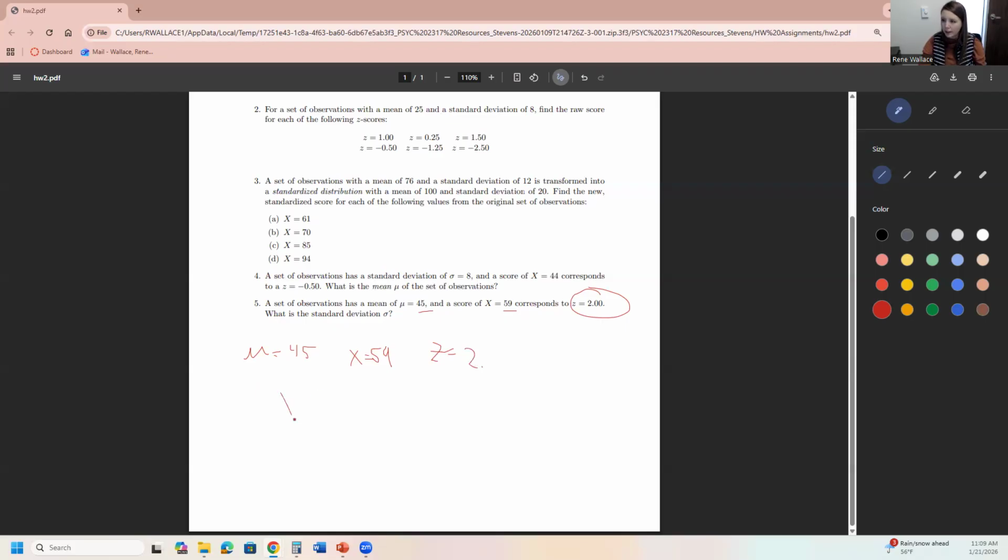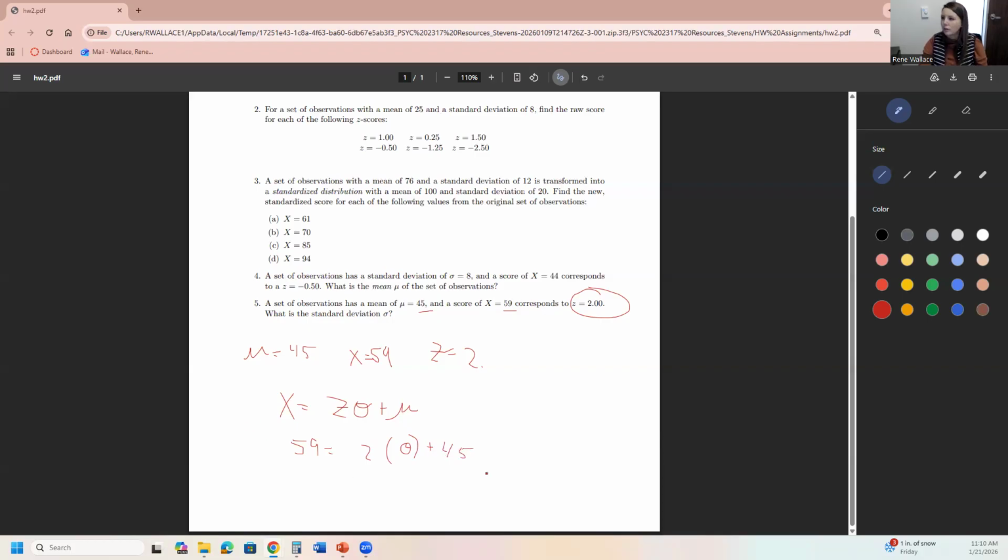So we know that X equals Z times sigma plus mu. So we're going to do that. So fill in that. So we have X, 59, equals Z, 2, times, we don't know, that's what we're trying to find, plus 45. We're going to solve for that.